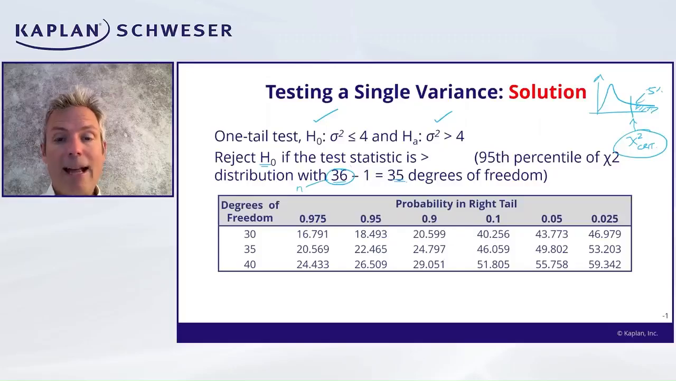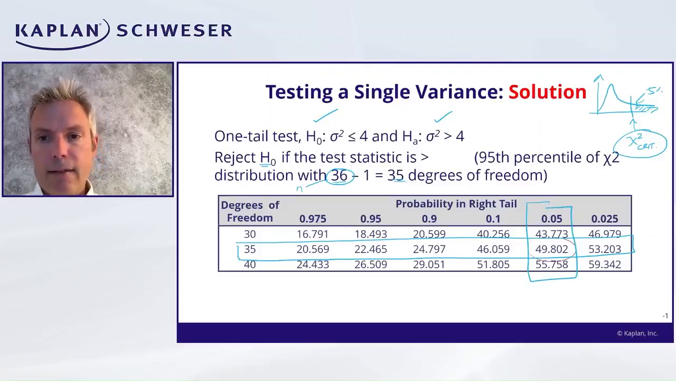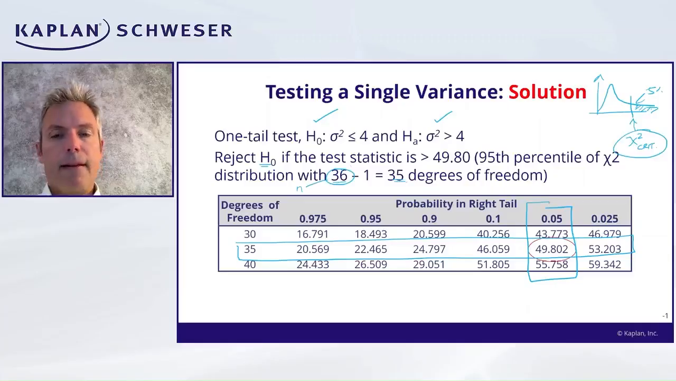Here is a chi-square table. We're going to use 35 degrees of freedom, so we're interested in that row, and we want the probability in the right-hand tail to be 5% because it's a one-tailed test, so we're interested in that column. So our critical value pops out as 49.802. Let's just call it 49.80. And now we calculate our test statistic.